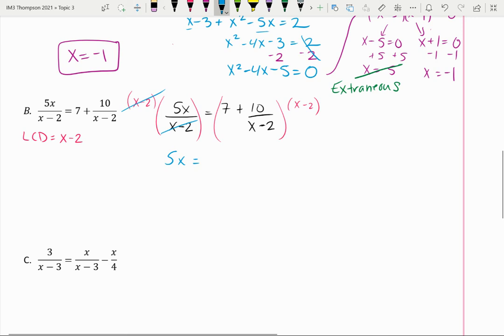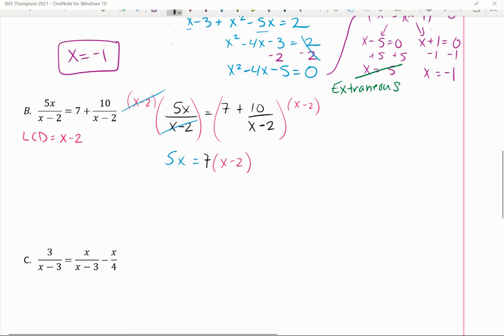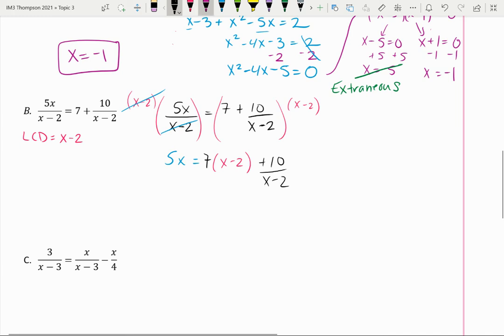When I distribute this through, I'm going to have 7 times x minus 2 plus 10 over x minus 2 times x minus 2. You can skip some steps here if you can see how that can cancel, and you can write less.